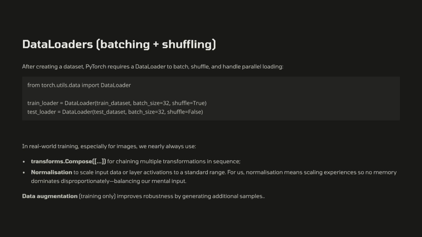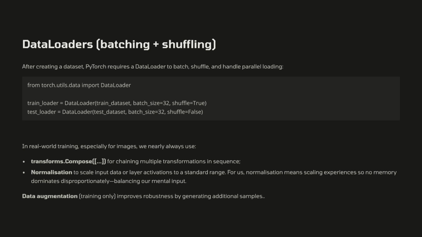In real-world training, especially for images, we nearly always use transforms. Compose, for chaining multiple transformations in sequence. Normalization to scale input data or layer activations to a standard range. For us, normalization means scaling experiences so no memory dominates disproportionately, balancing our mental input.